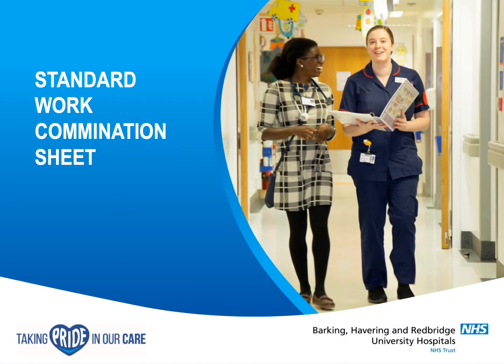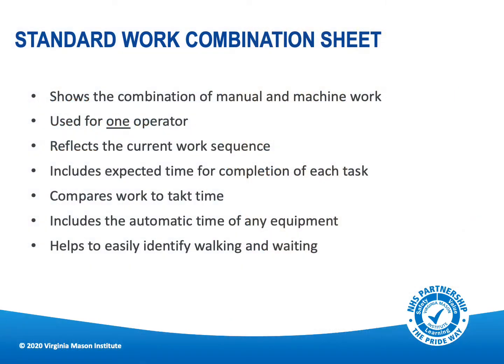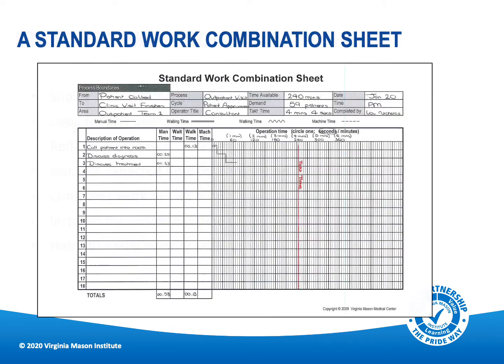We will now recap the standard work combination sheet. The standard work combination sheet helps us to compare how work is currently done versus TAKT time. It's also a helpful way of identifying walking and waiting. The standard work combination sheet shows the work of one operator and uses the values from your cycle time observation forms. Here is an example of a standard work combination sheet.